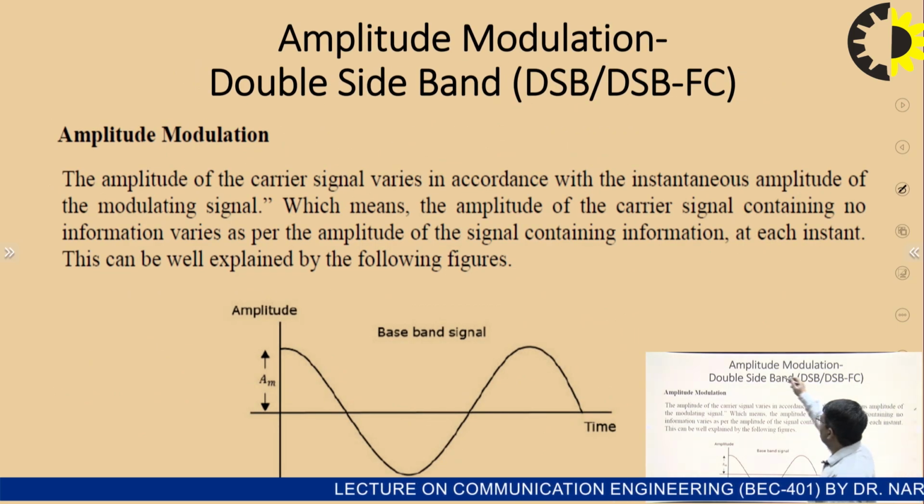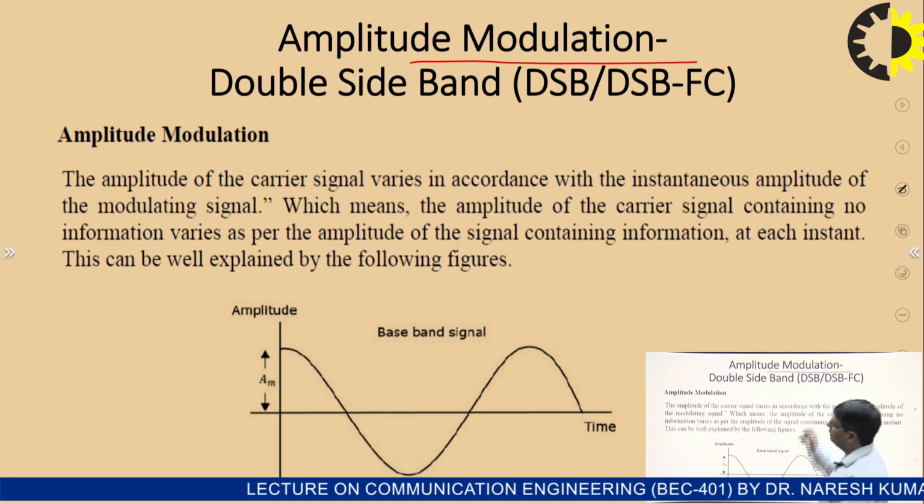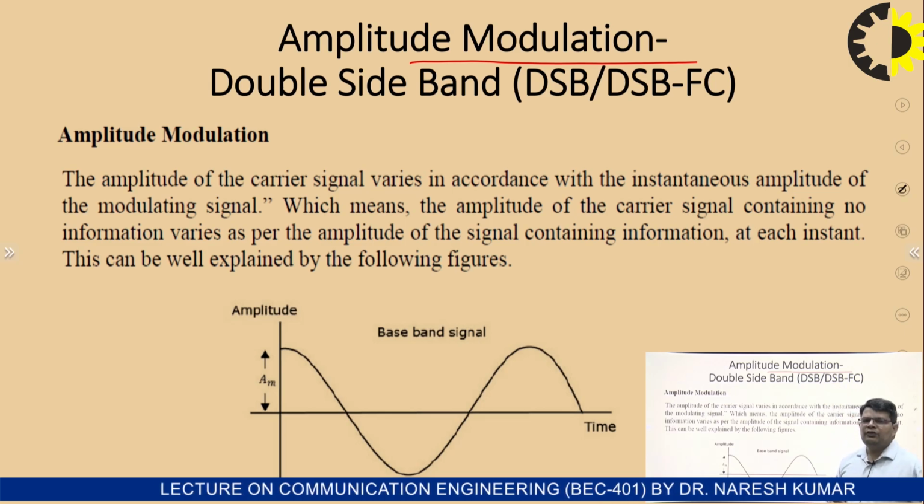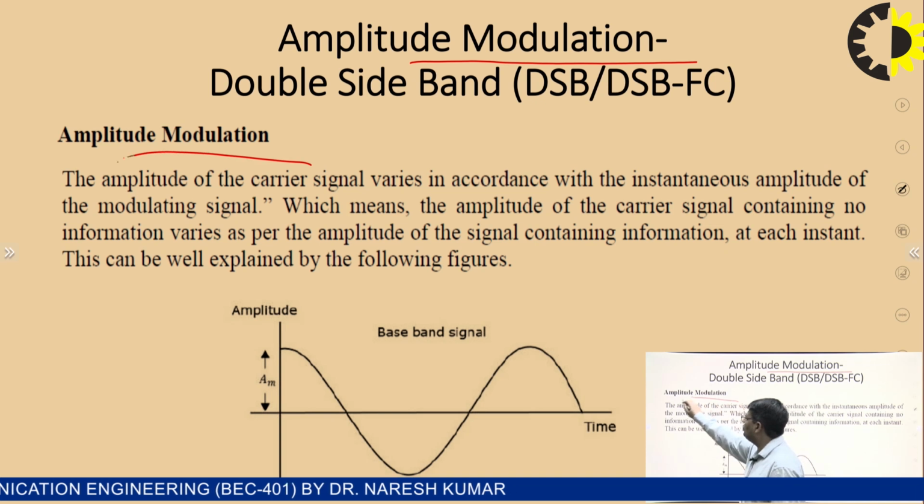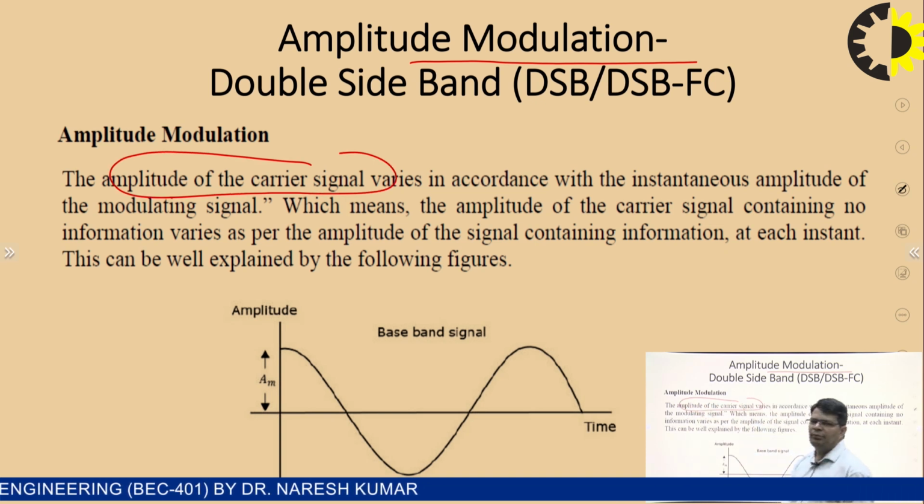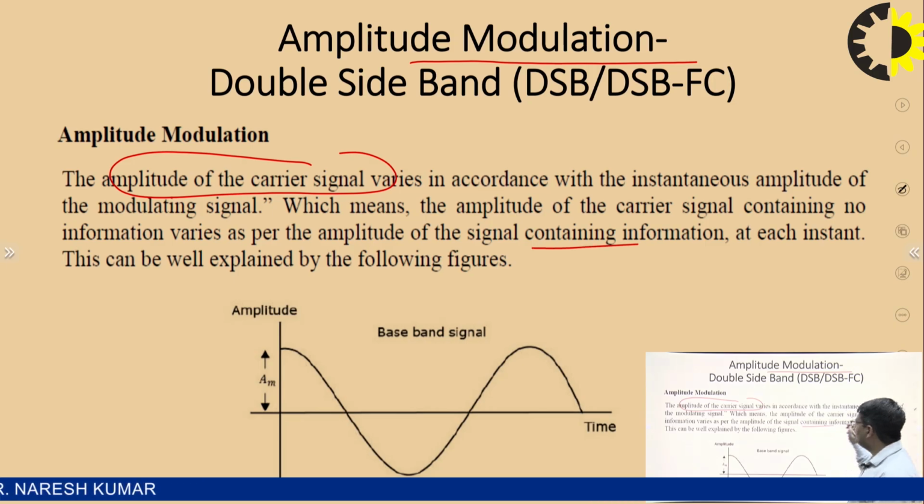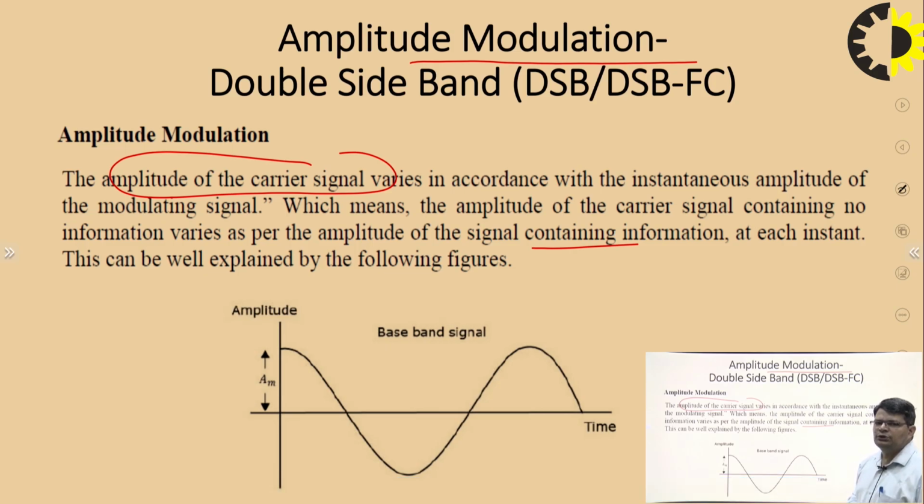So next is amplitude modulation. As discussed, we have to vary the characteristics of the carrier signal according to the message signal. So in amplitude modulation, we vary the amplitude of the carrier signal according to the instantaneous value of the message signal. So we will vary the carrier amplitude according to the message, that is amplitude modulation.